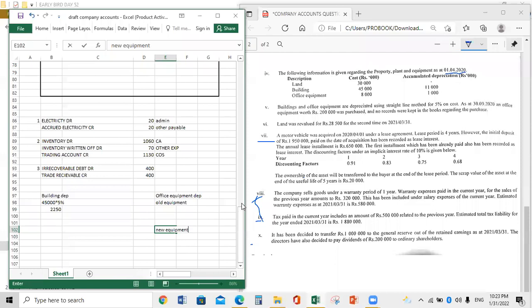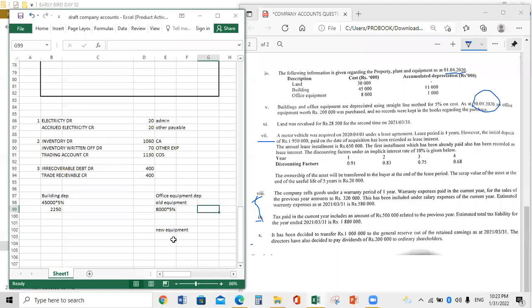So, guys, for the old equipment given in the information, cost is 8,000. Rate is 5%. You can provide full year depreciation since it's there at the opening day. How much do you get? Old, how much is the answer? 400. Then, guys, we've got the new one. Cost is how much? 200,000.